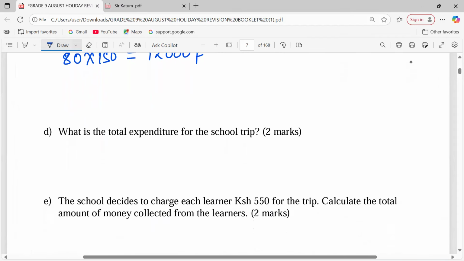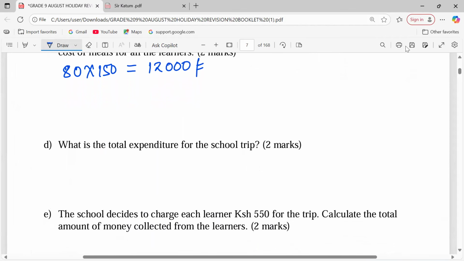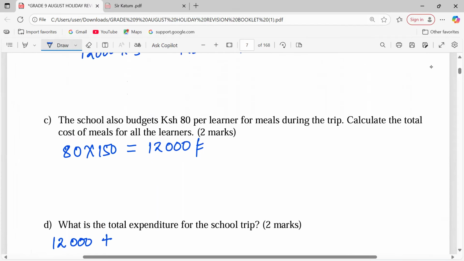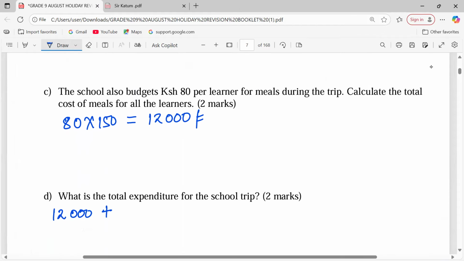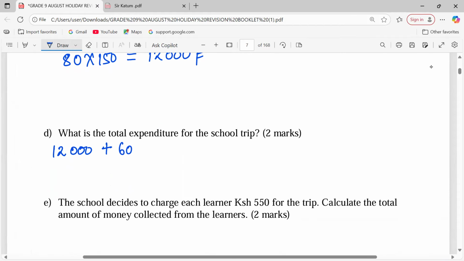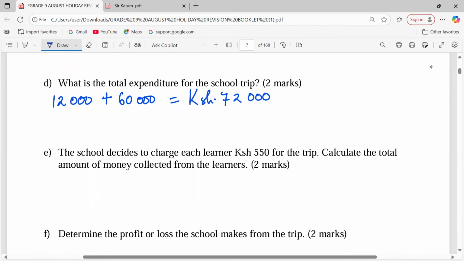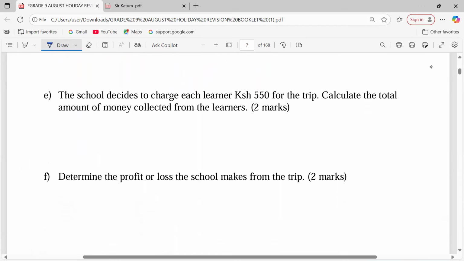What is the total expenditure for the school trip? For the school trip, we have 12,000 for meals. Then we are also having 60,000 for the buses. So when we add, we're going to get 72,000 Kenya shillings.